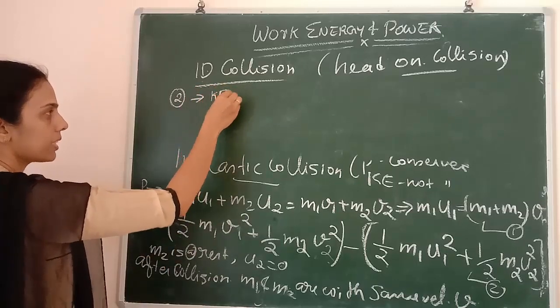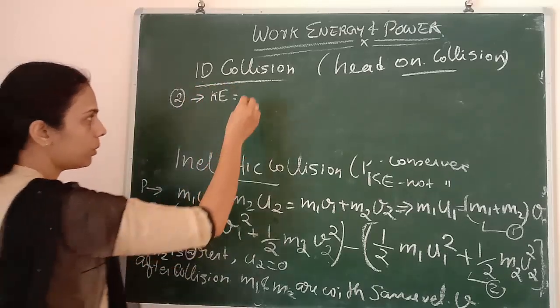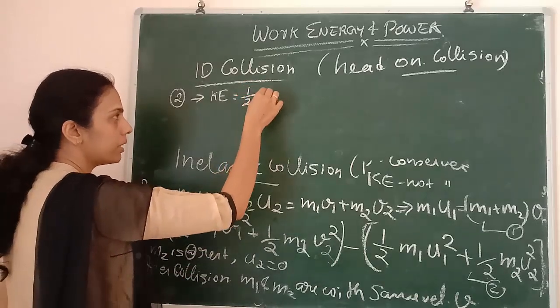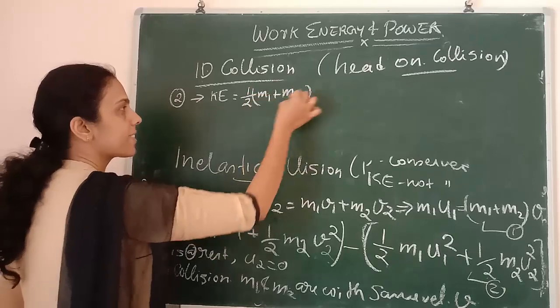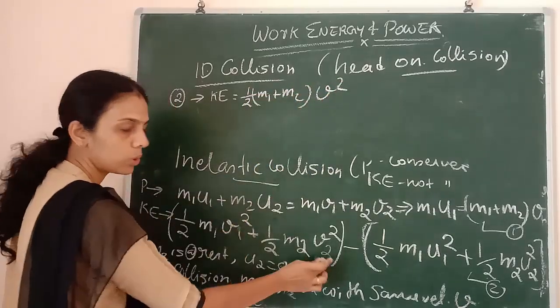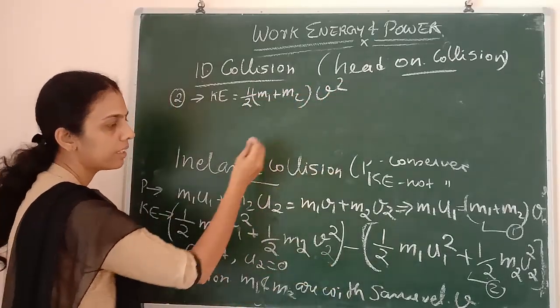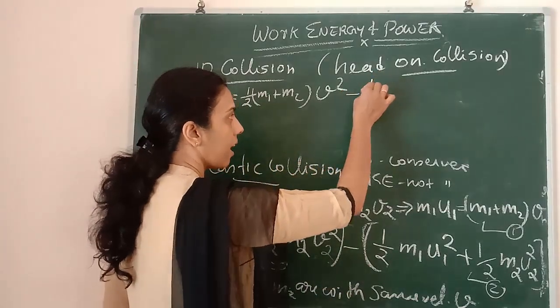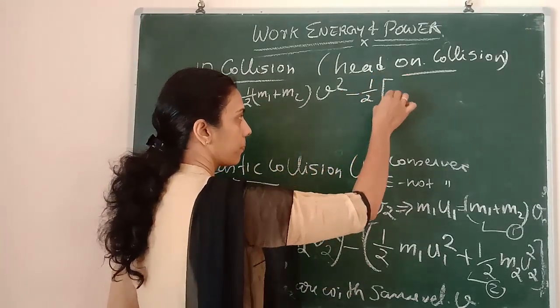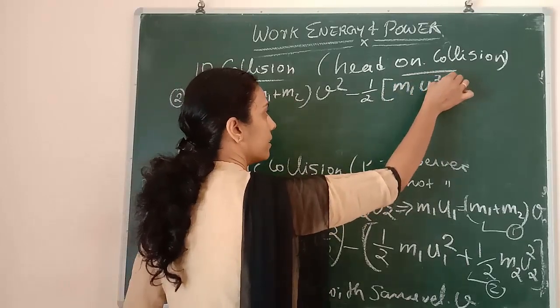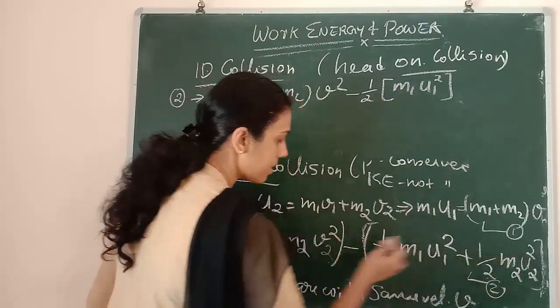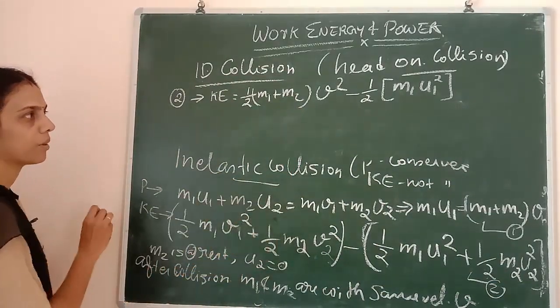What is the loss in kinetic energy? That is equal to half into (m1 plus m2) into v square, because v1 and v2 are the same v, isn't it? That is minus half m1 u1 square, because here u2 is 0, isn't it? So that will be equal.